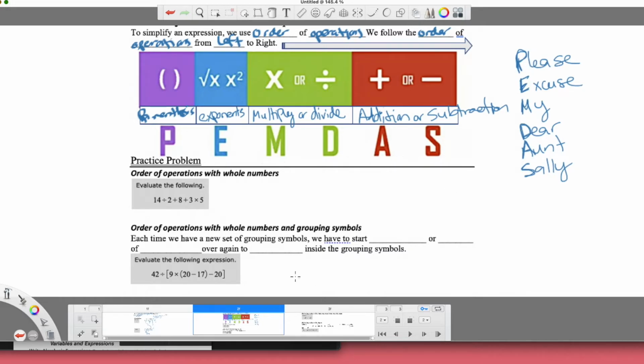All right. So let's go ahead and practice these. So order of operations with whole numbers. So again, we're going to go from left to right. And we want to go through and think about it. Do we have any parentheses in here? No. Do we have any exponents? No. Do we have multiplication and division? Yes, we do. So I have this division happening here, and then I have this multiplication happening at the end.